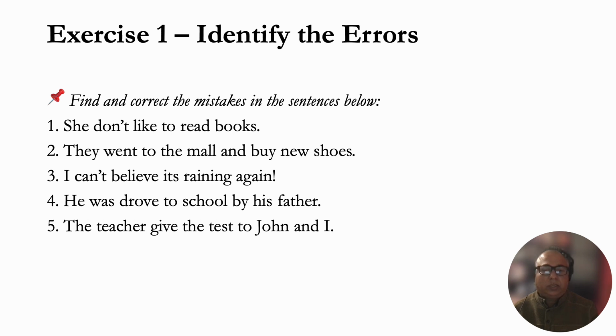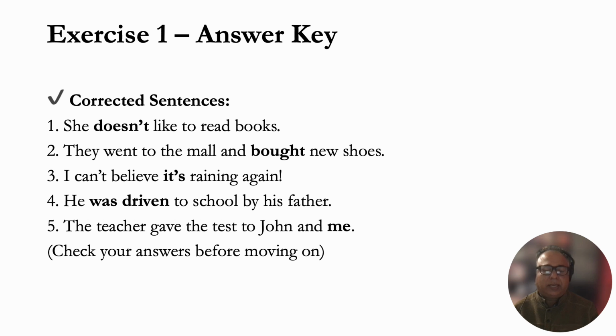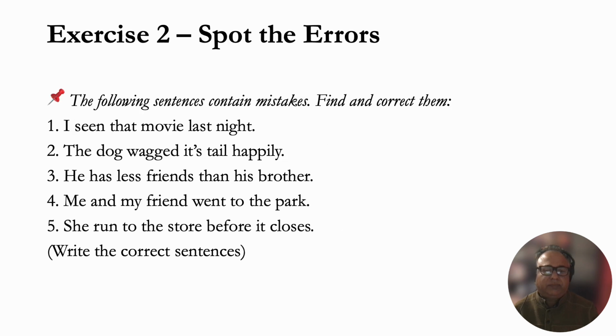Exercise one is identifying the errors. Find and correct the mistakes in the sentences below. There are 5 sentences, no answers. Oh, actually, I have given you the answers. Corrected sentences are: She doesn't like to read books. They went to the mall. You may have to rewind the lesson, go back, and see the correct answers. Check your answers with the answers that I'm giving you.